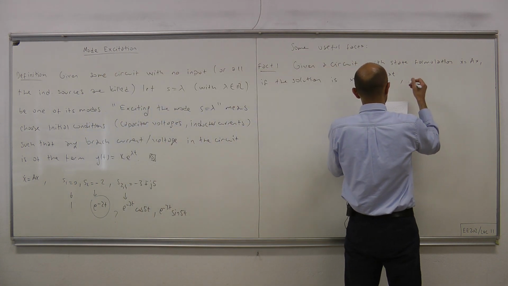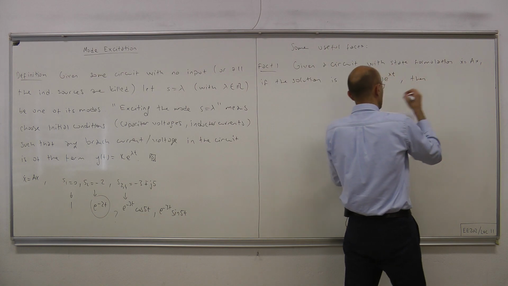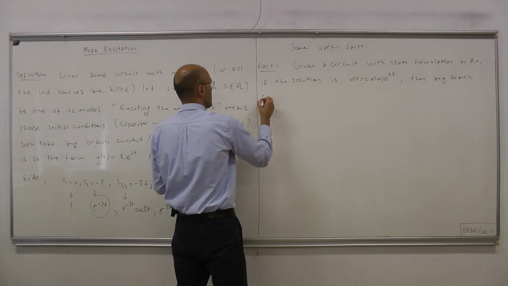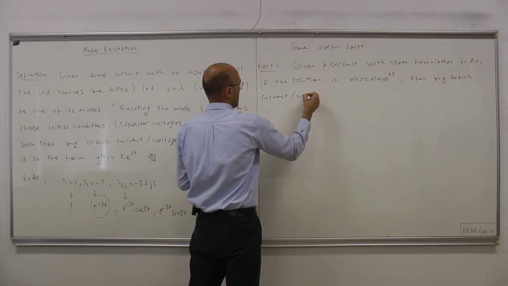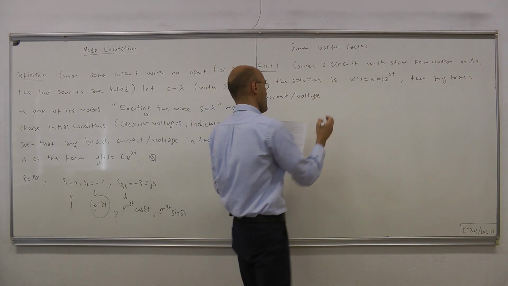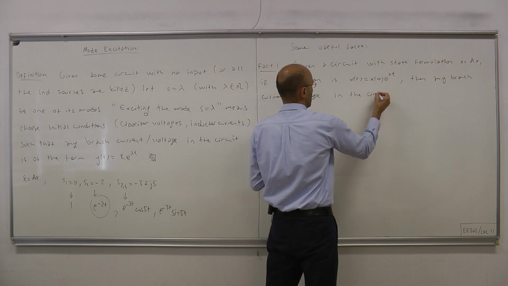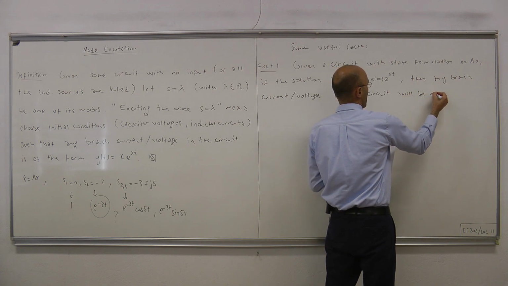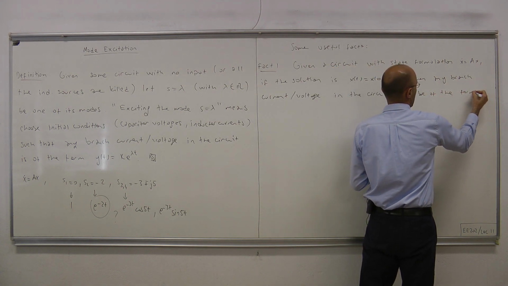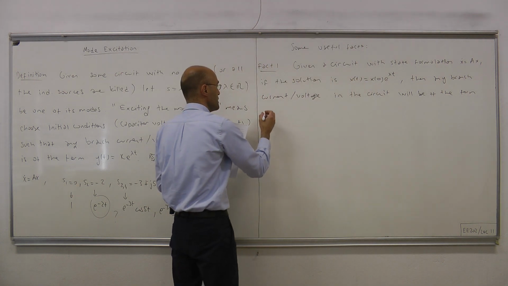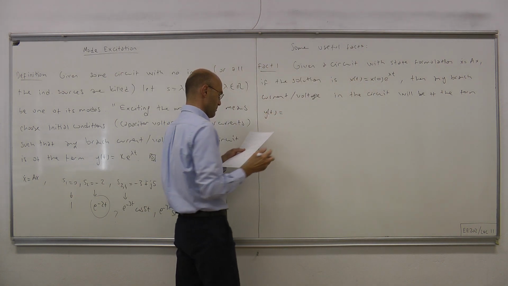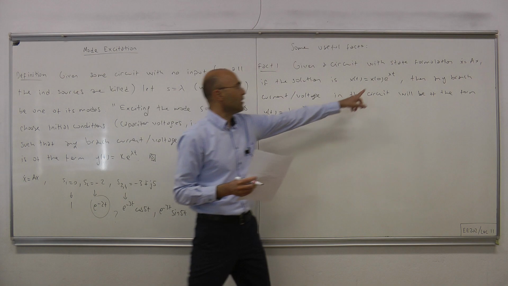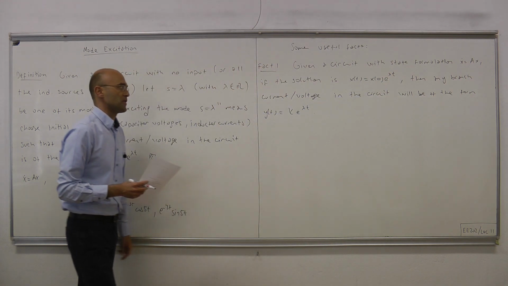then any branch current or voltage throughout the circuit will be of the form y of t equals some constant times e to the lambda t. Lambda is the mode that's being excited.